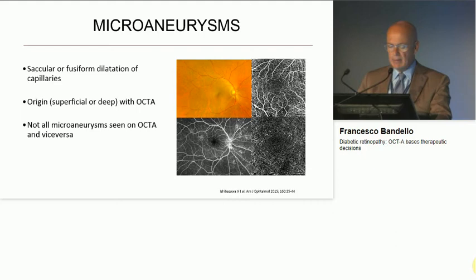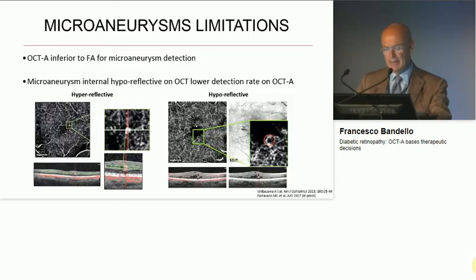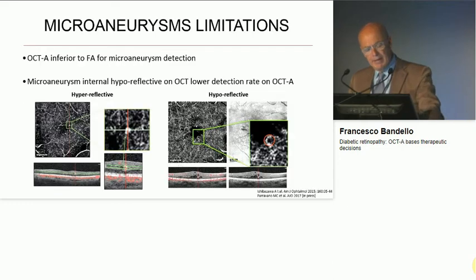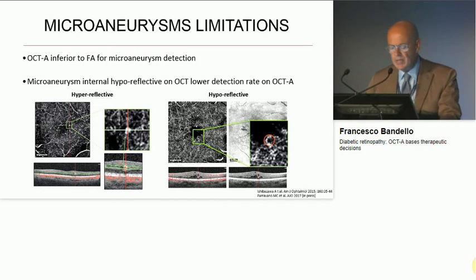With reference to microaneurysms, they are dilations of capillaries, as you know very well, and sometimes you can see them on OCTA, such as on fluorescein angiograms, again without leakage, but many times, on the basis of the speed of the blood inside the dilation, you can have some problem identifying them. And in fact, OCTA is inferior to fluorescein angiography for detection of microaneurysms.